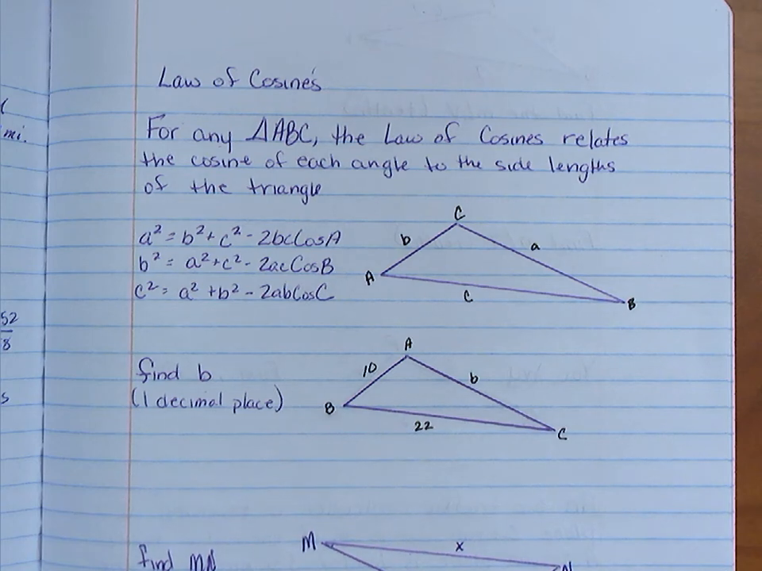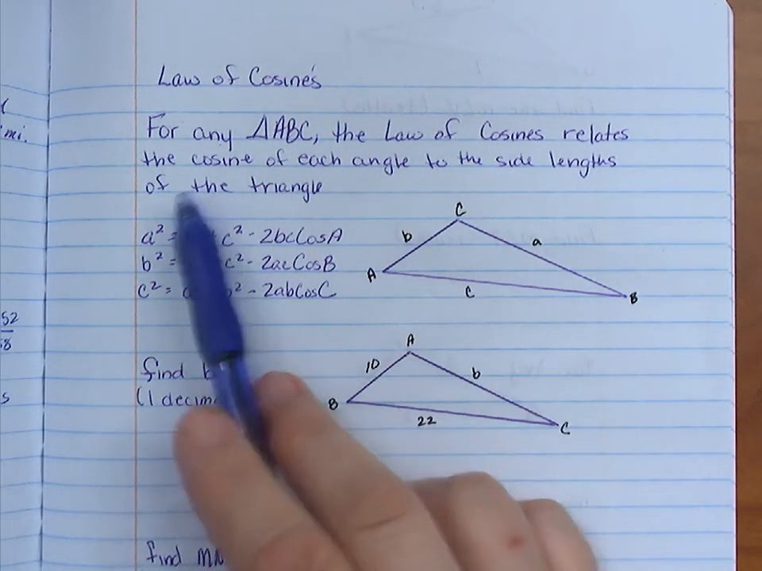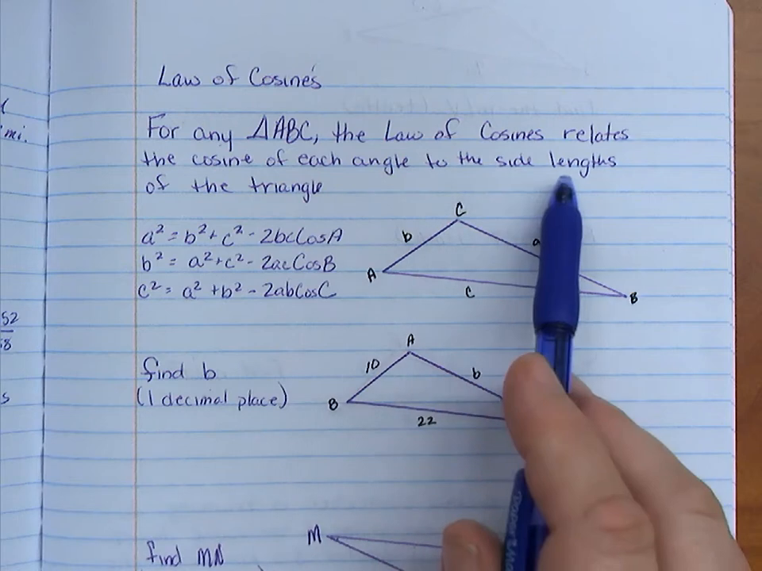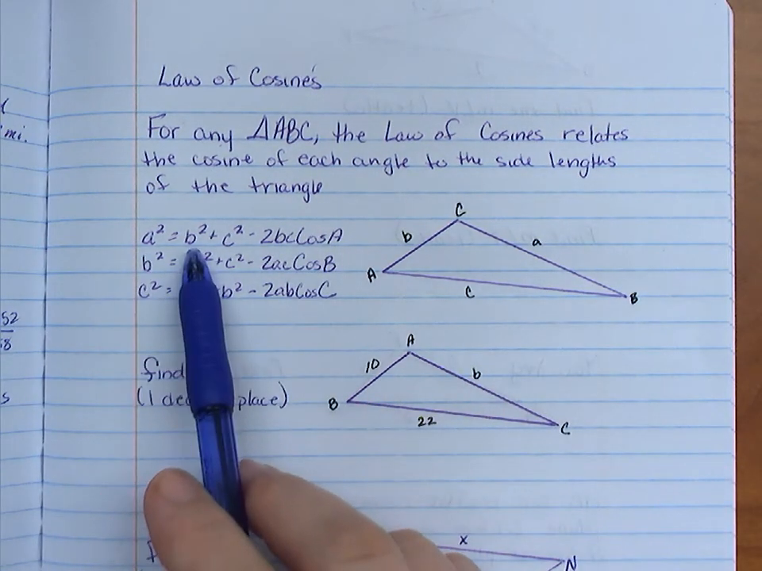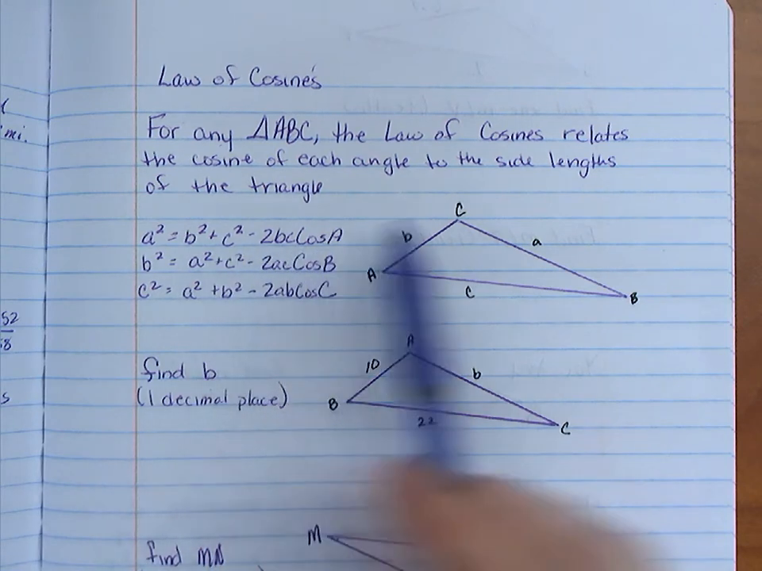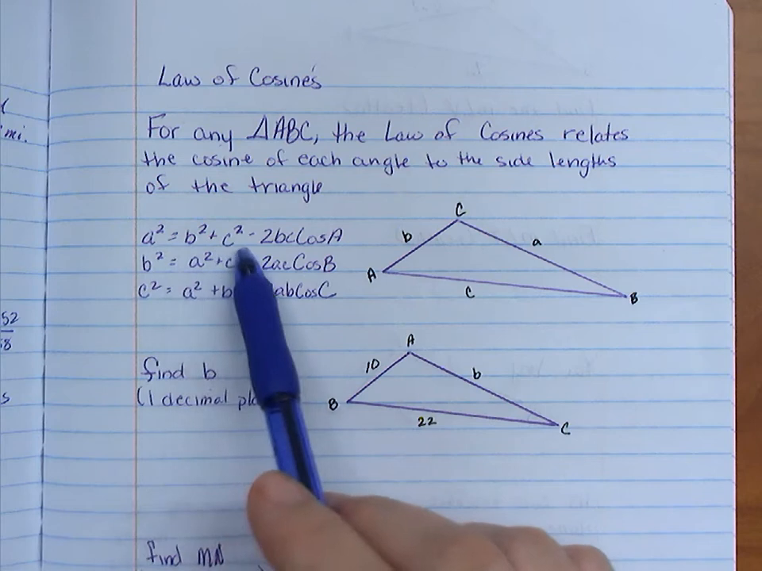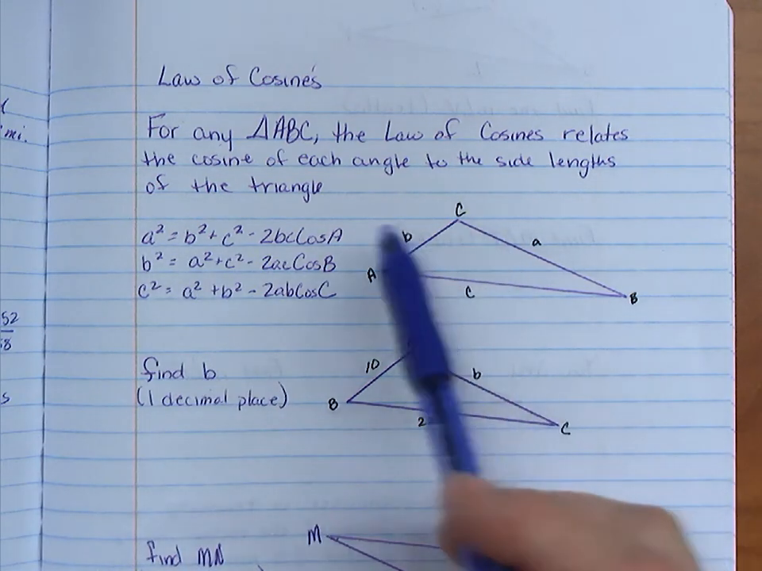The law of cosines. The law of cosines states, for any triangle ABC, the law of cosines relates the cosine of each angle to the side lengths of the triangle. So a squared is equal to b squared plus c squared minus 2bc cosine a. And ABC, it doesn't matter whose length is which. It's all about which angle you're looking for.